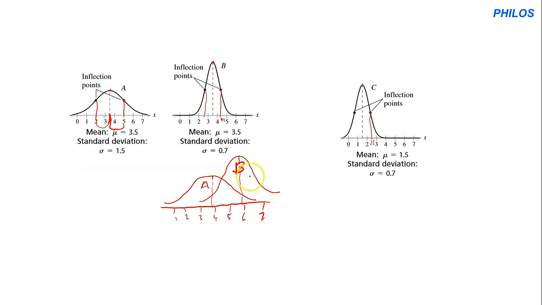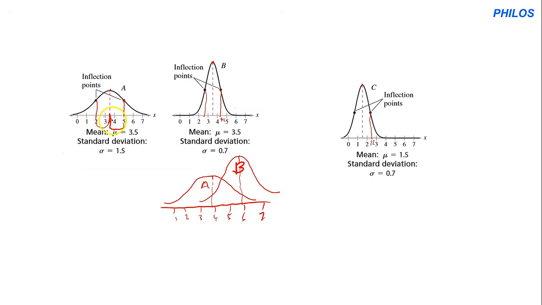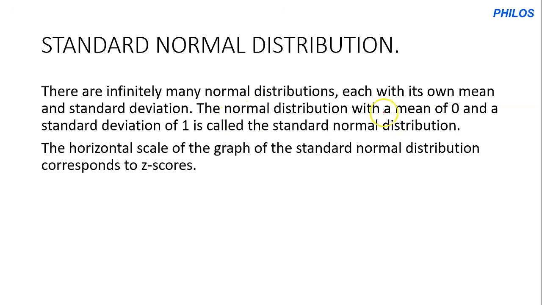Then let's look at the standard normal curve. Now, there are many normal distributions, each with its own mean and standard deviation. So when you look at this, they all have their own mean and their standard deviation, isn't it? But the normal distribution with a mean of 0 and a standard deviation of 1 is called a standard normal distribution. Now we have a normal curve whose mean is always 0 and whose standard deviation must be 1. And that normal distribution is called the standard normal distribution.